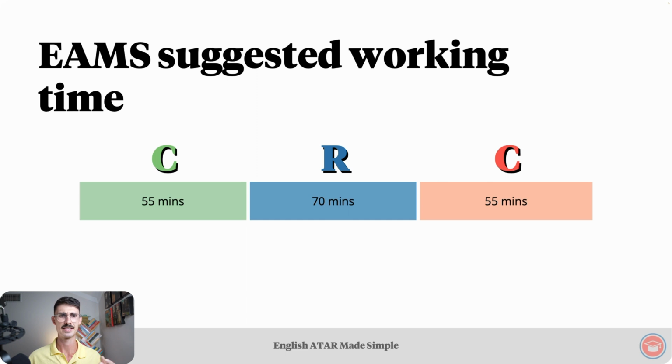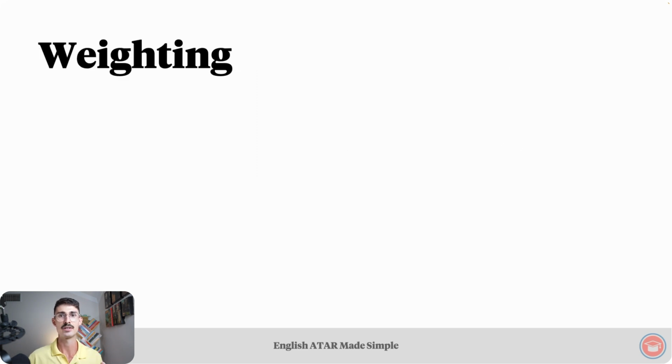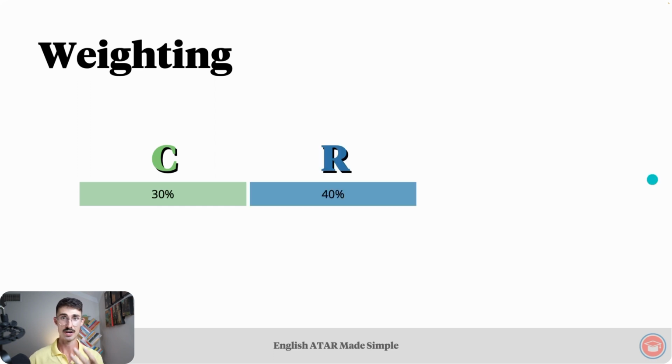Why do I recommend spending this amount of time on each section? It really has to do with weighting. And as we can see, the comprehending section is weighted 30%. The responding is weighted 40%, and then the composing is weighted 30% again. I recommend spending the most time on the responding section because it's worth the most amount of marks.